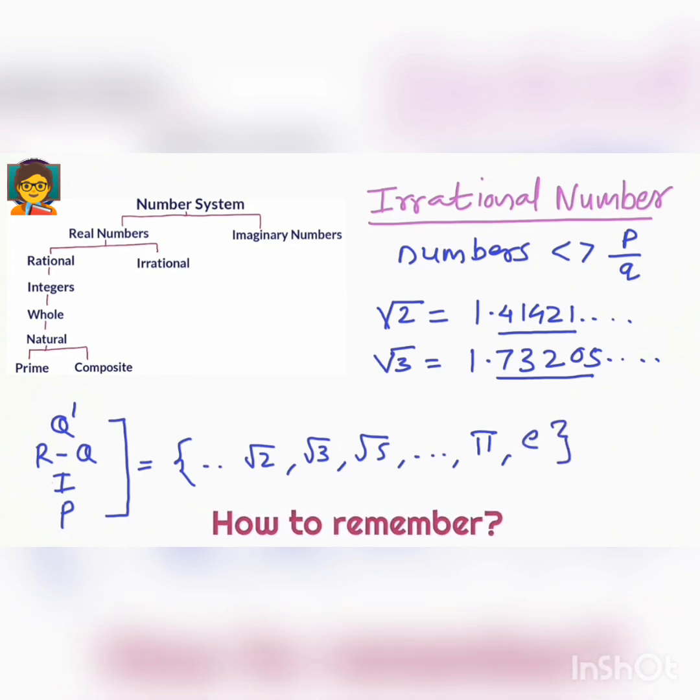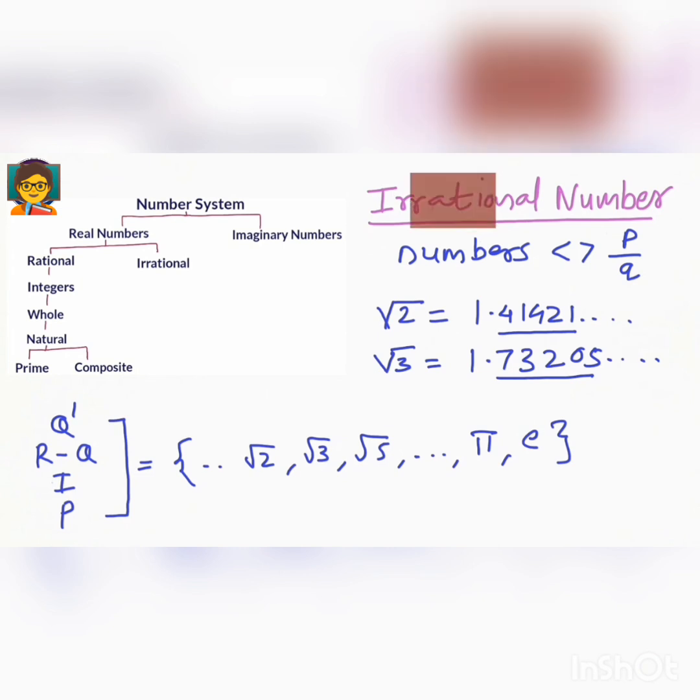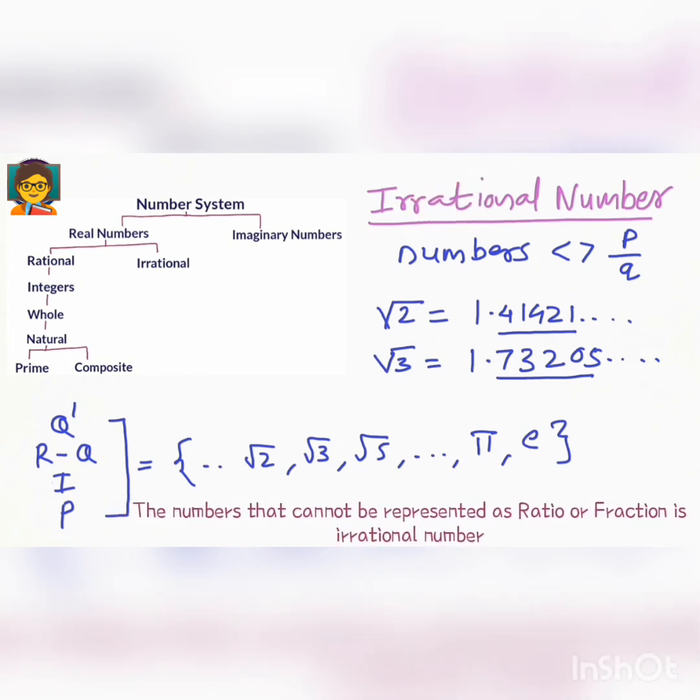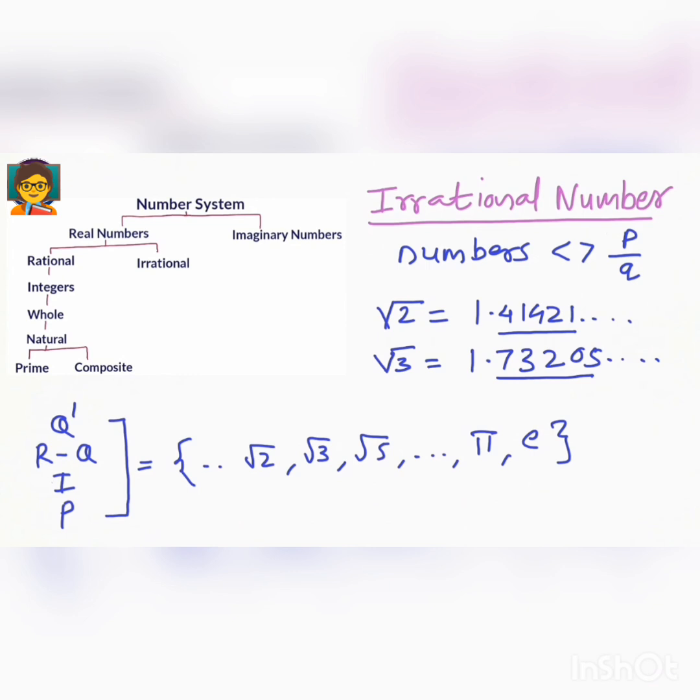Coming to how to remember the irrational number. Just look at this word, irrational. Just see the word ratio inside it. So whatever cannot be represented in the form of a ratio or fraction, that number is an irrational number. It is as easy as it looks.